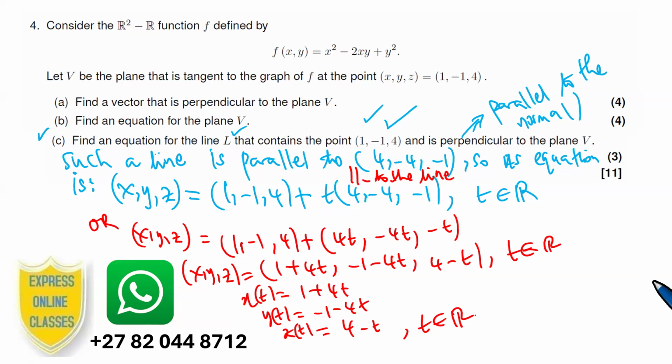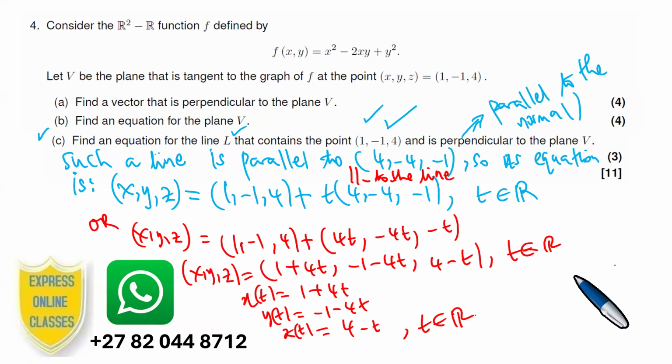This is the answer. Think about it. Make sure you understand how to find the equation of a line. To find the equation of a line, you need two things. You need a point through which the line passes, because this line contains the point (1, -1, 4). But it is also parallel to this vector, because we've been given something here.